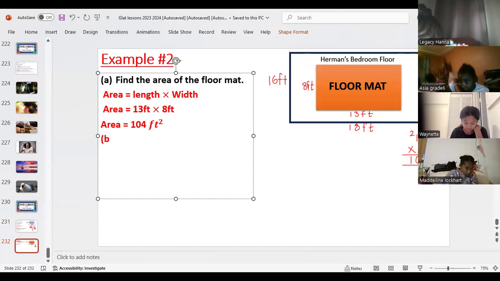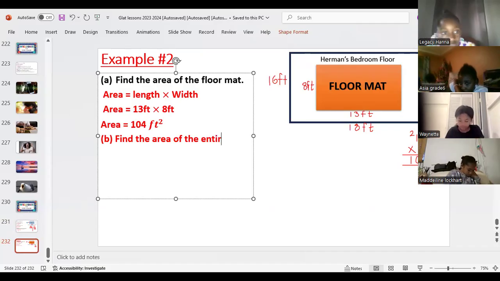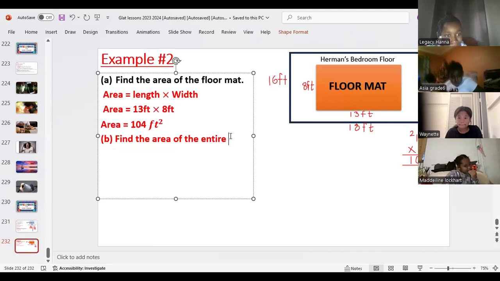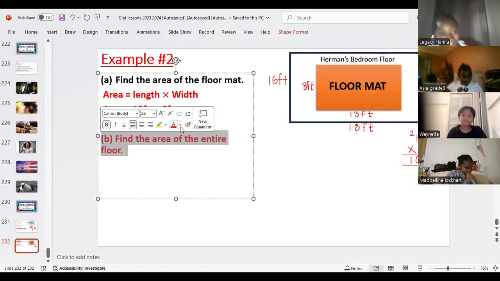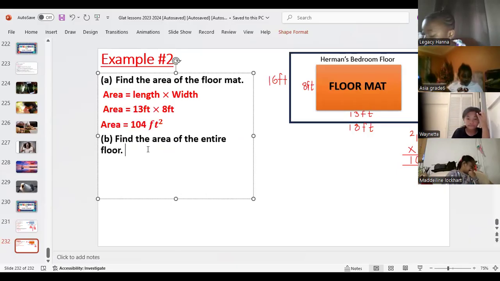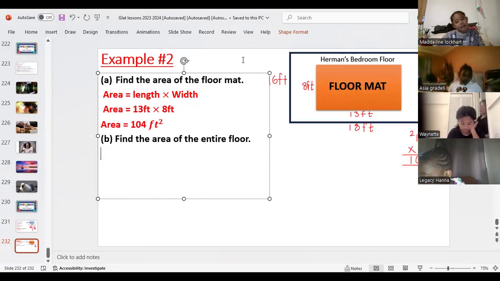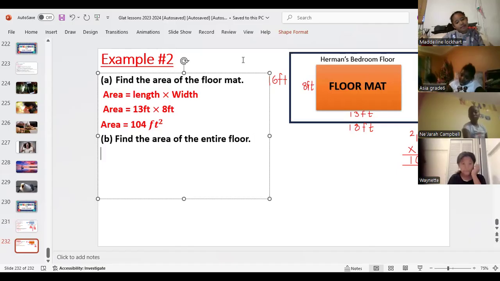B is going to be, we're going to find the area of the entire floor. How are we going to find the area of the entire floor? What are we going to do? By multiplying 16 feet times 18 feet. Very good.